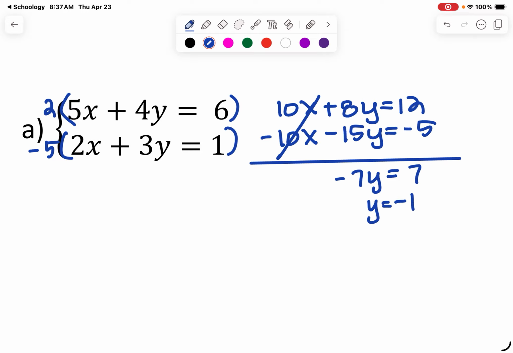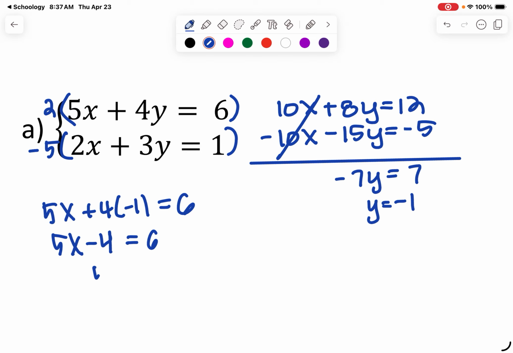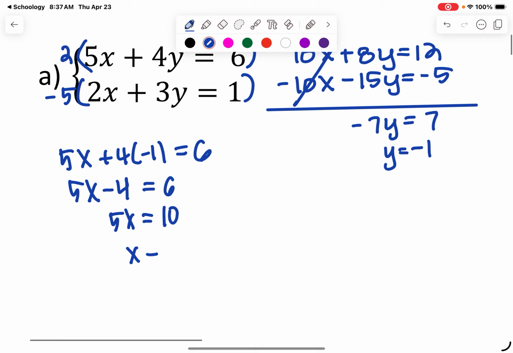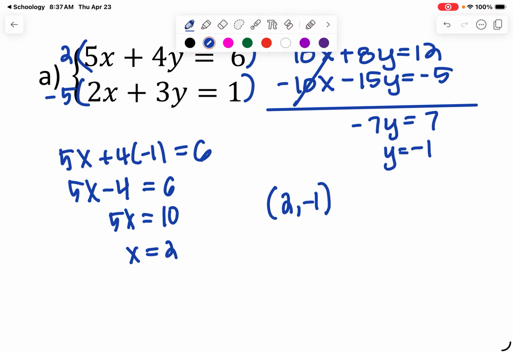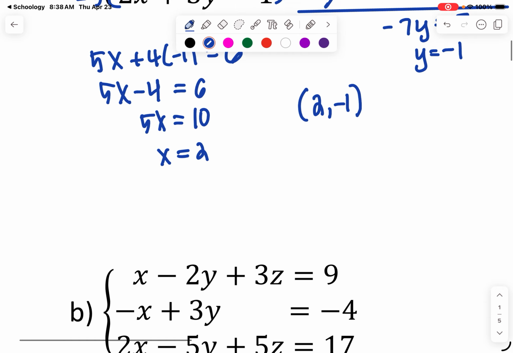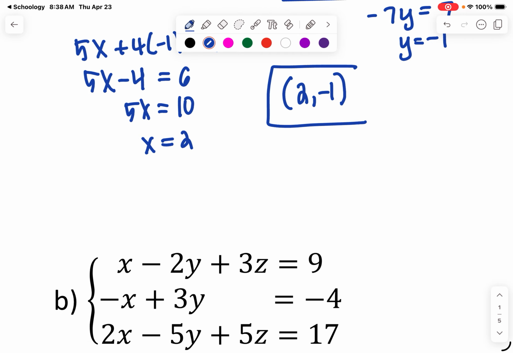Plugging -1 back in for y, I have 5x plus 4 times -1 equals 6. 5x minus 4 equals 6. 5x equals 10, so x is 2. Remember, you're writing your answer as an ordered pair because this is a point of intersection: 2, -1. Let me box that so I don't lose my answer there.